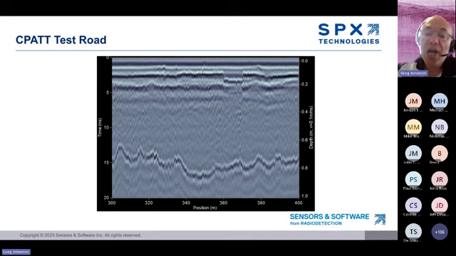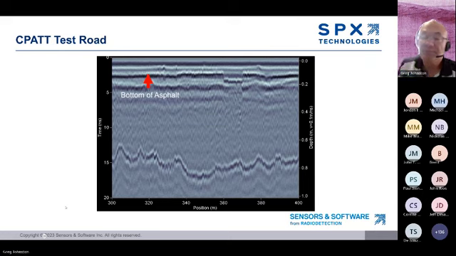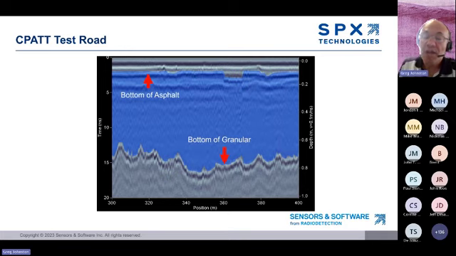So here's a 100-meter long GPR survey conducted on a test road at the University of Waterloo. We can see two boundaries, the bottom of asphalt and the bottom of granular. You can also see a 10-meter section of road where the asphalt is thicker than everywhere else. I think it was just done because this is a test road.